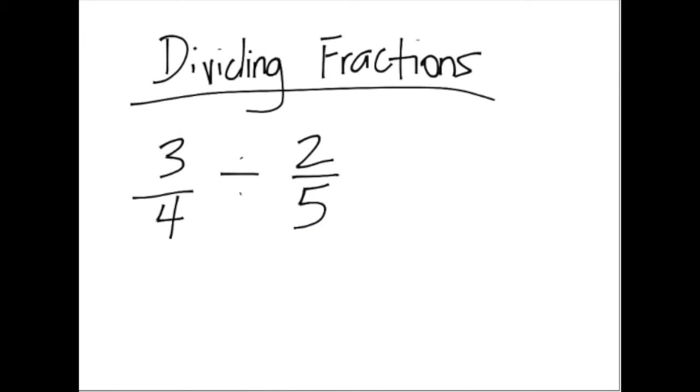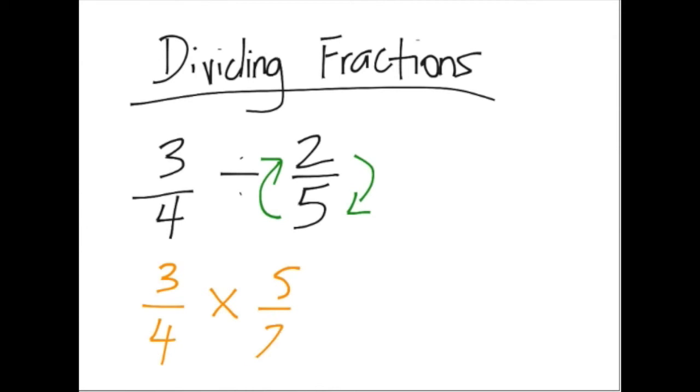Now, dividing fractions uses some of the same strategies and techniques involved in multiplication. However, one simple little twist, if you will. For dividing fractions, we are going to keep the first fraction, 3/4. Then we are going to multiply by what's called the reciprocal of the second. We are going to flip the second fraction, 2/5. We're going to change that to 5/2, 5 over 2.